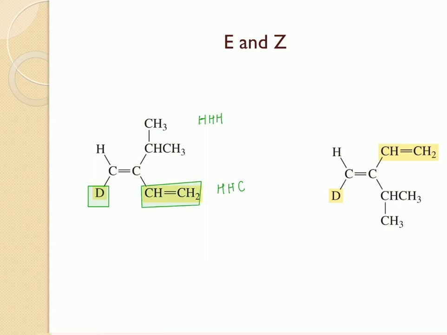Since the two high priority groups are on the same side of the molecule, this is going to be Z. And this one is going to be E.